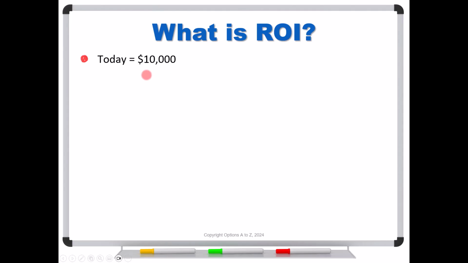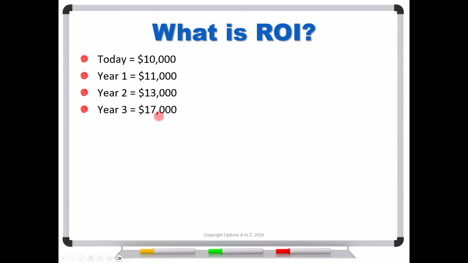So let's say that you have $10,000 today, and at the end of the first year you have $11,000, end of the second year it's grown to $13,000, and at the end of the third it's up to $17,000. Now, where a lot of traders make their mistakes is they'll say, well, I've been investing for 4 years. Well, no. The first year was from here to here, and then going from 11,000 to 13,000 was the second year, and then from 13,000 to 17,000 was the third year. So it's been invested for 3 years.